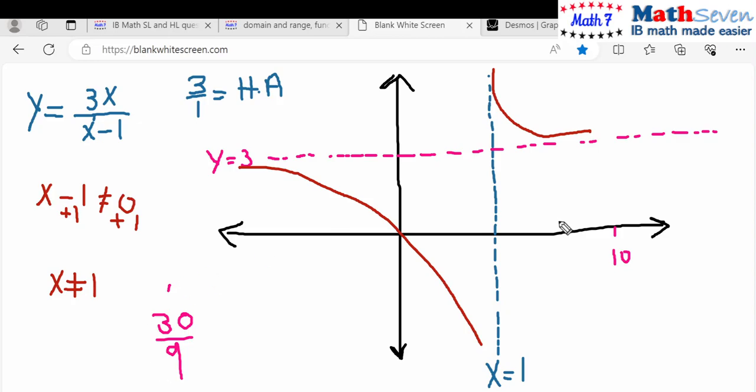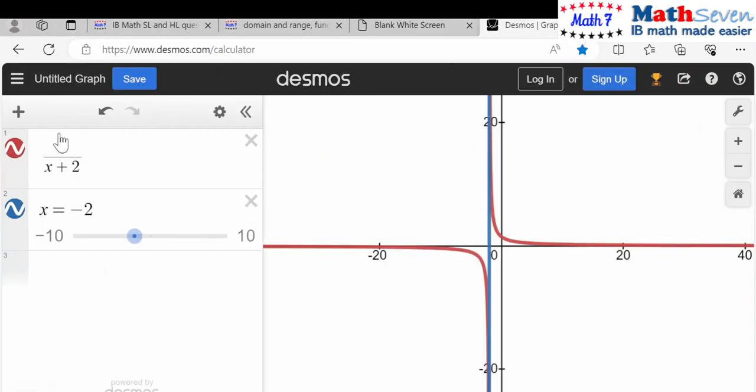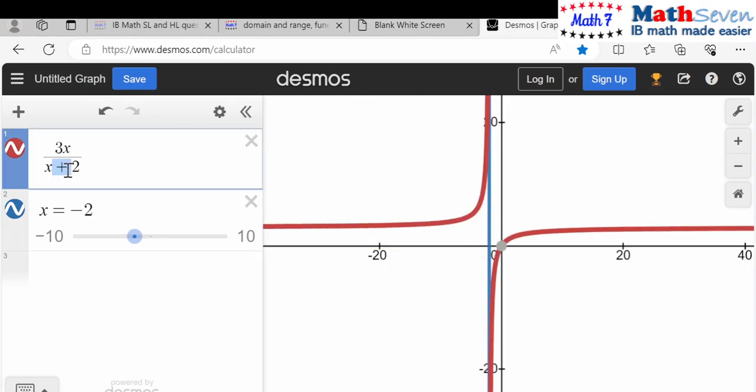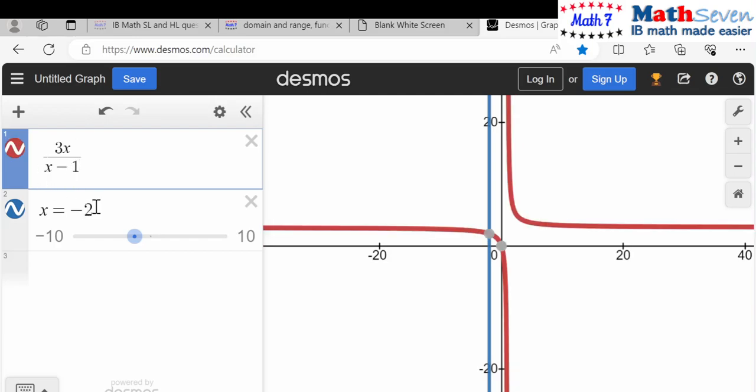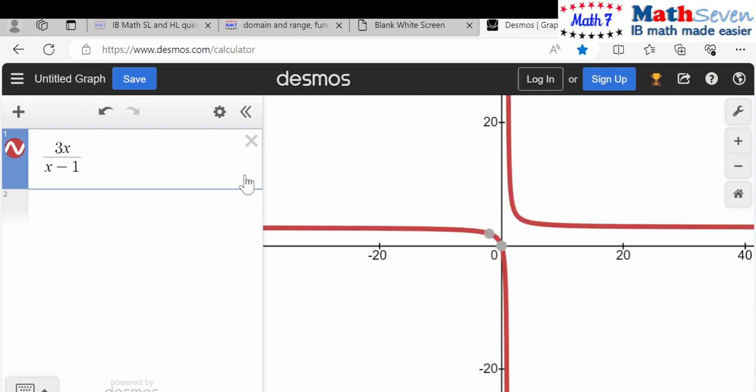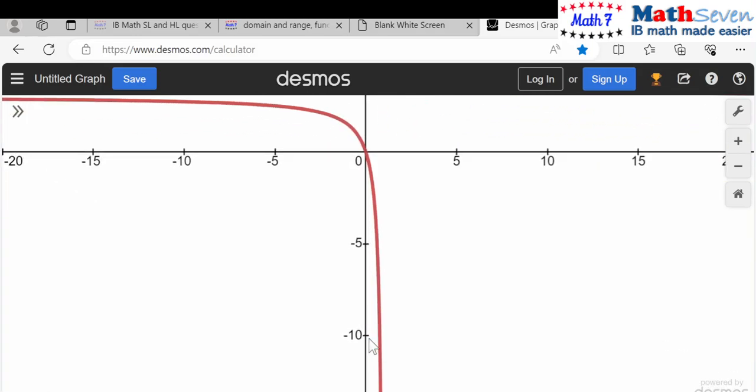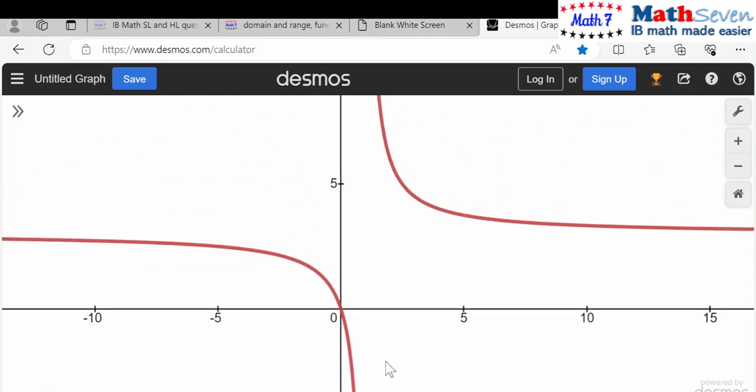Okay, let's check the graph on Desmos. If you go to Desmos, let's clean this screen and go here. So it is 3x over x minus 1. There you go. And let's remove this. And let's make this bigger so that you see it. There you go. See? So let me draw the asymptotes that I found.